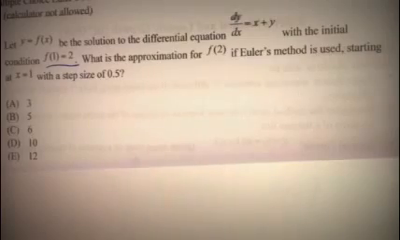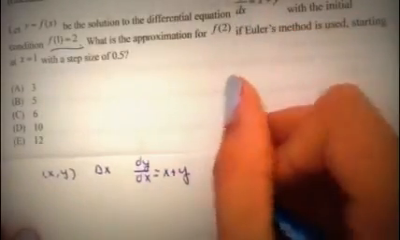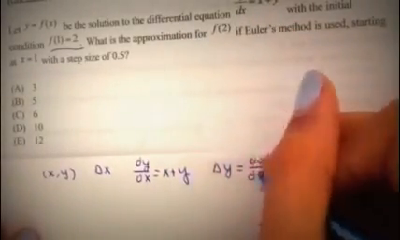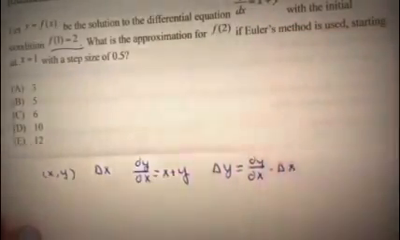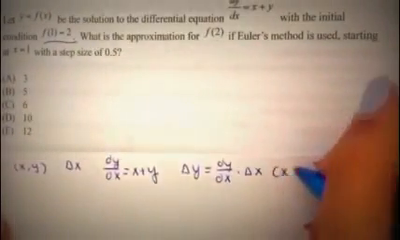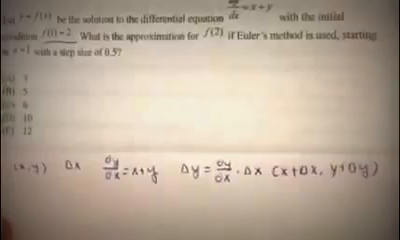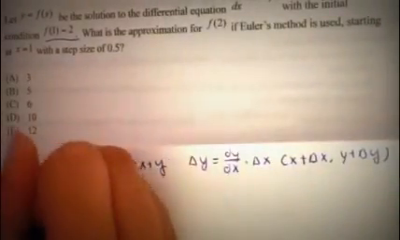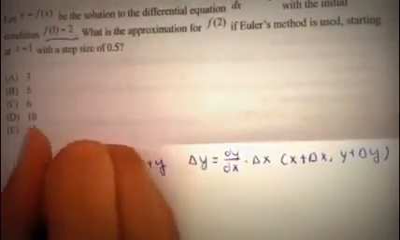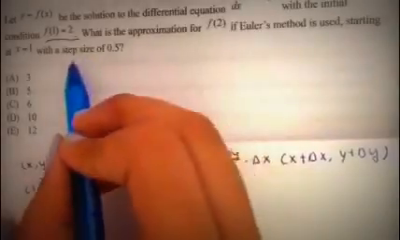What is the approximation for f of 2 if Euler's method is used, starting at x equals 1 with a step size of 0.5? The first step is to make the table with our initial condition, our change in x or step size, dy/dx, which is given to us, our change in y, which is equal to dy/dx times change in x, and then our new point, x plus change in x, and y plus change in y. So our initial condition is 1, 2. Our change in x is given to us as 0.5.